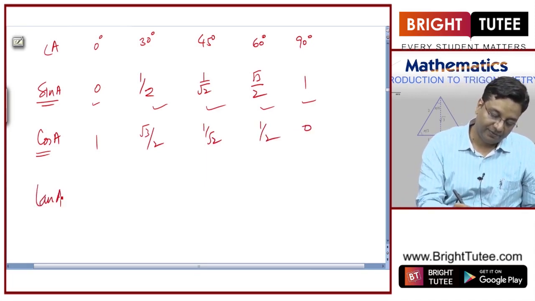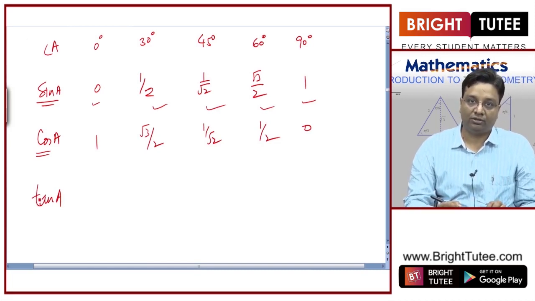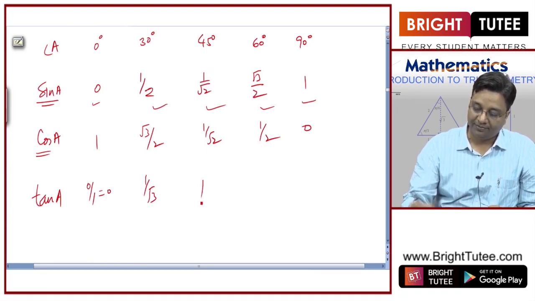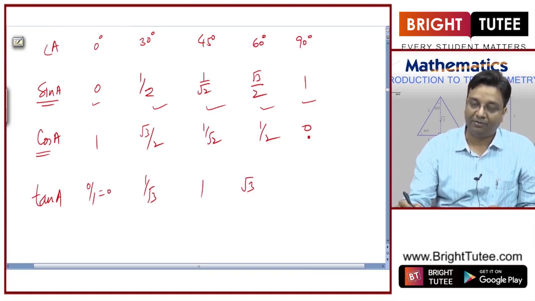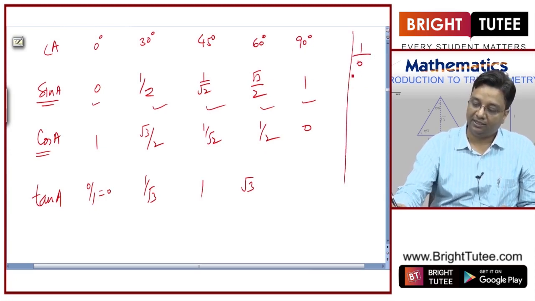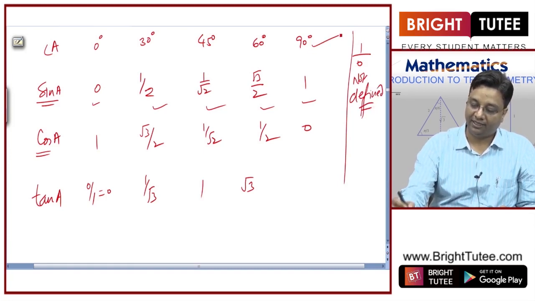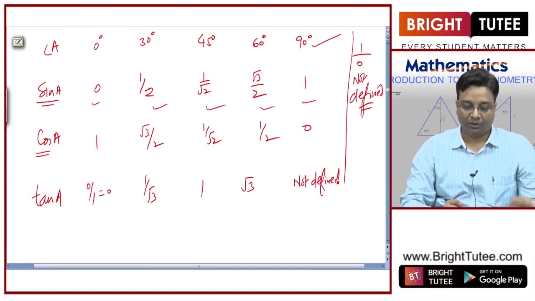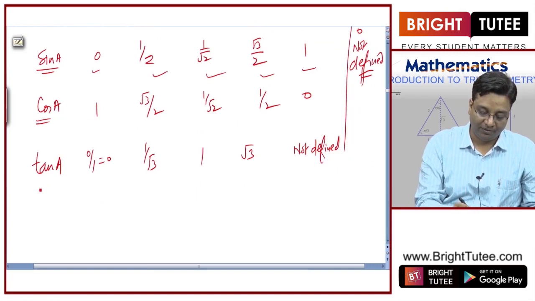For tan, you just have to divide sin by cos, right. So, 0 by 1 is 0, right. 1 by 2 divided by root 3 by 2 is 1 by root 3, 1 by root 2 divided by 1 by root 2 is 1, root 3 by 2 divided by 1 by 2 is root 3. 1 by 0. What is anything by 0? It is not defined, right? Then we say that tan of 90 degrees is not defined. Okay. Rest of the values are very, very simple.